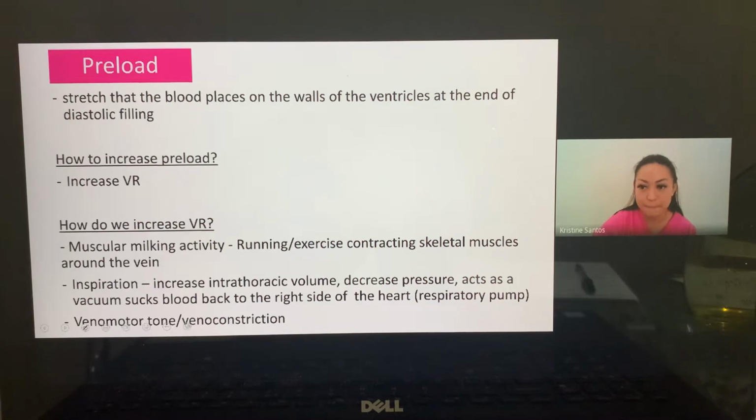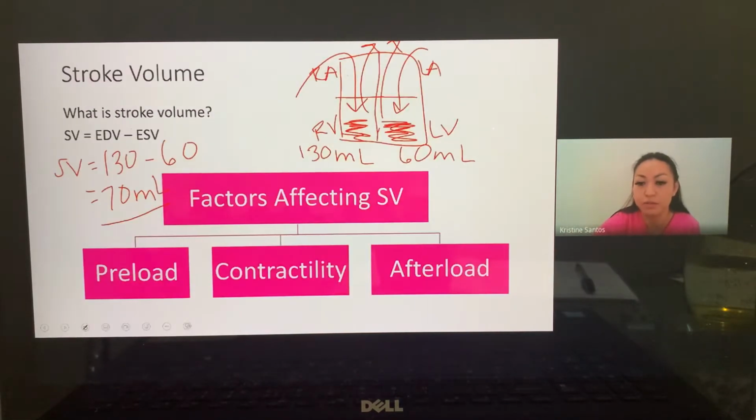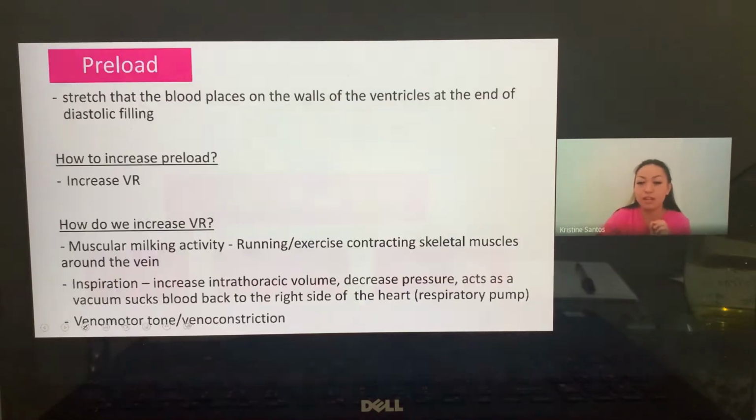So preload. Preload basically just refers to the stretch of the ventricles during that diastolic period. So I put here, it's the stretch that the blood places on the walls of the ventricles at the end of diastolic filling. Remember the diagram that I drew. When we get to the end of that ventricular filling phase, the heart gets maximally stretched because it gets filled with blood. And that stretch is our preload.